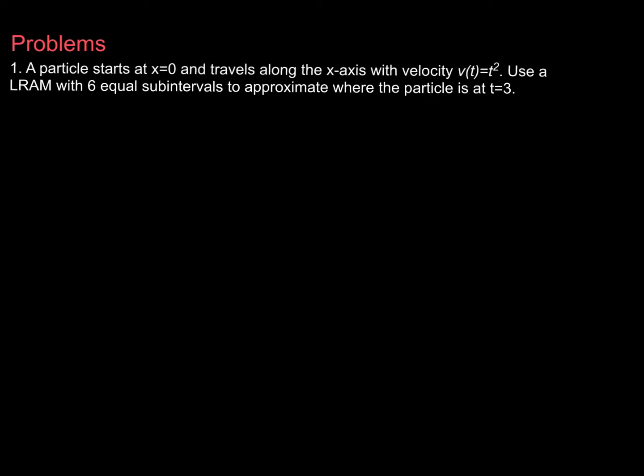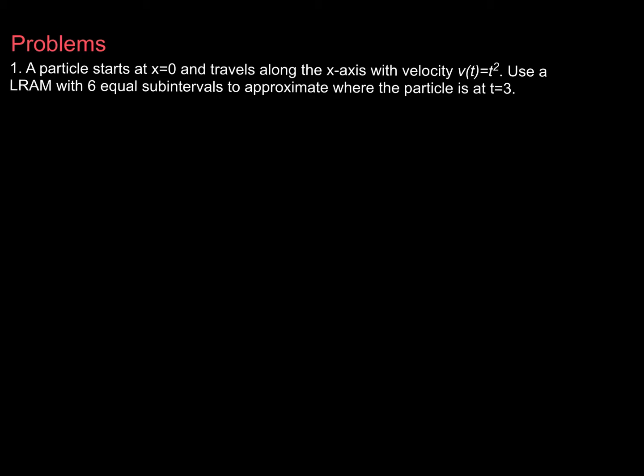Alright, so let's check this out. A particle starts at x equals 0 and travels along the x-axis with velocity v of t equal to t squared. Use a left rectangular approximation method with 6 equal subintervals to approximate where the particle is at t equals 3. Go ahead and try this on your own first. Sketch out a graph if you'd like. Refer back to your notes if you need be, and then we'll take a look together.